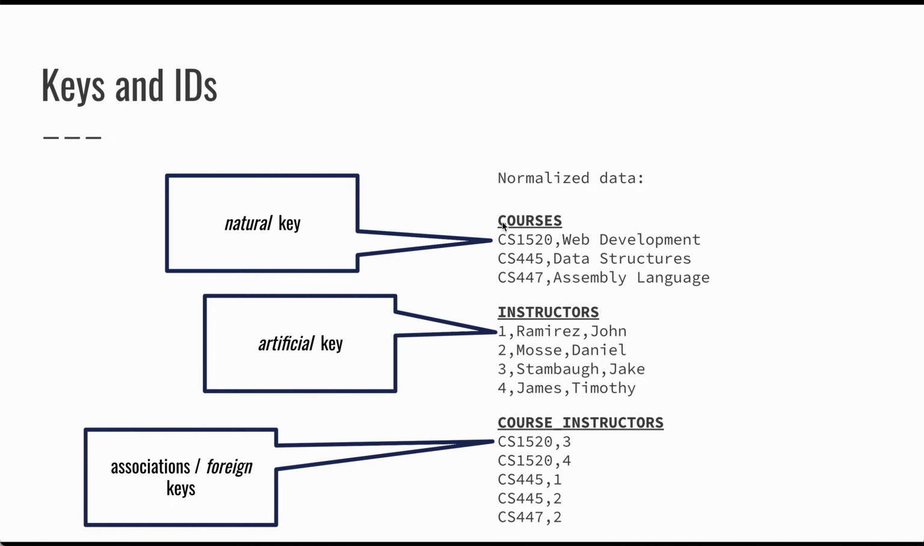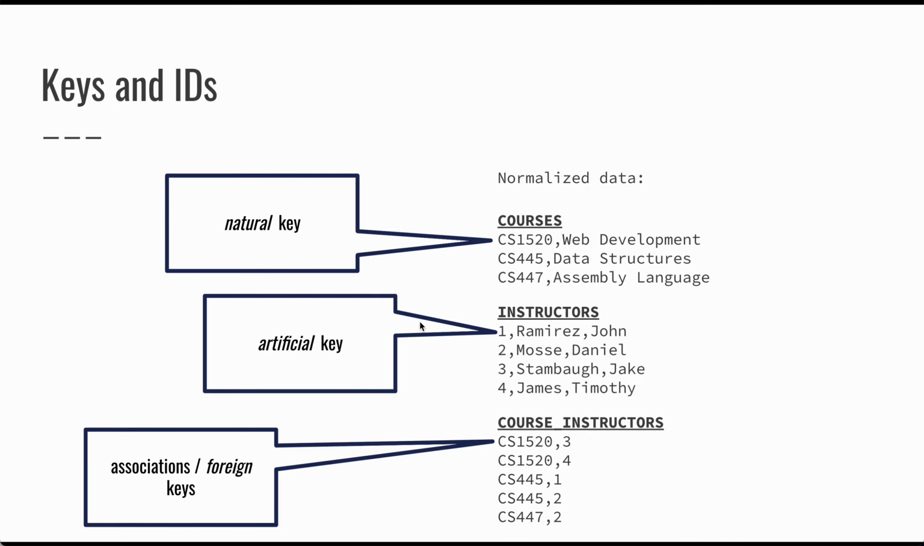So if you look at these courses, sometimes we're going to call courses by a particular mechanism for the numbering, or we're going to have some kind of reasoning for why the course number is what it is. In that case, we'd call that a natural key. That key exists, or the meaning of that key exists outside of the database. So CS1520, CS445, CS447, these are all natural keys. They have some level of meaning. They have some understanding outside of the context of the database.